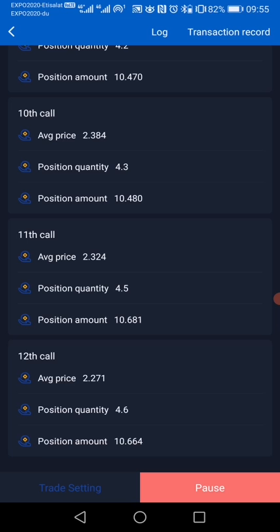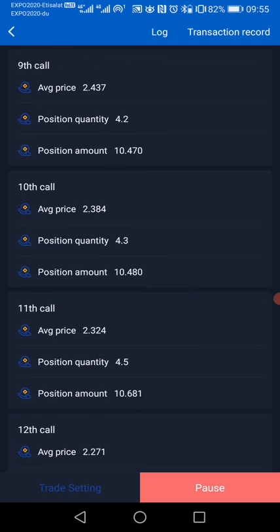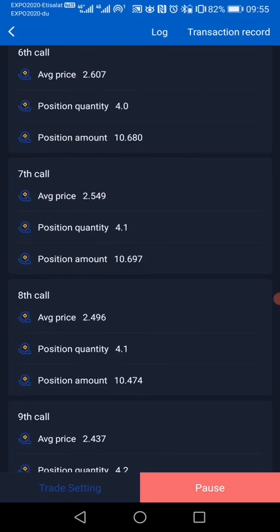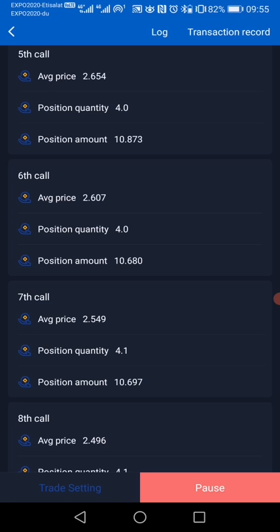So if it makes the 13th, it will register here. So here you can view all your sub warehouses, the price at which it bought. Like for the 7th position, as you are seeing here, it bought at the price of 2.549. Position quantity is 4.1. The position amount is 10.67.